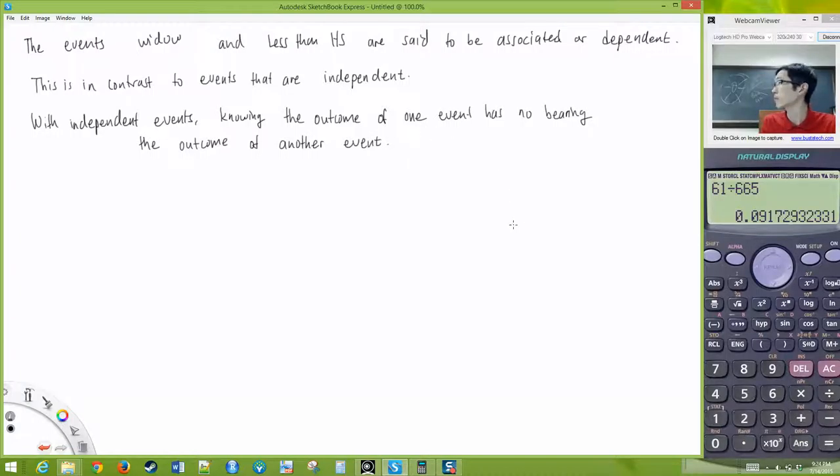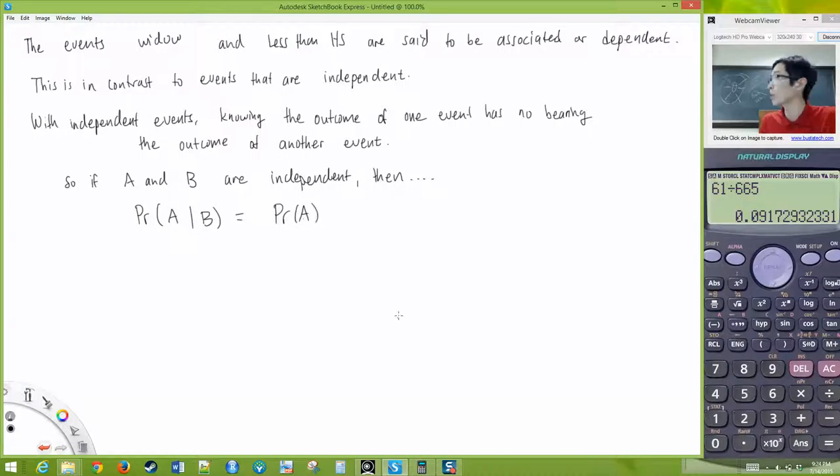Okay. So if A and B are independent, then, dot, dot, dot, the probability of A given B, so the probability of A if we know B has occurred, is just the probability of A, okay? So the probability that A happens is just the probability that A happens. If B has happened, it's still just the probability that A has happened, okay? And what else will be true? The probability of B given A will then be equal to what? The probability of B.